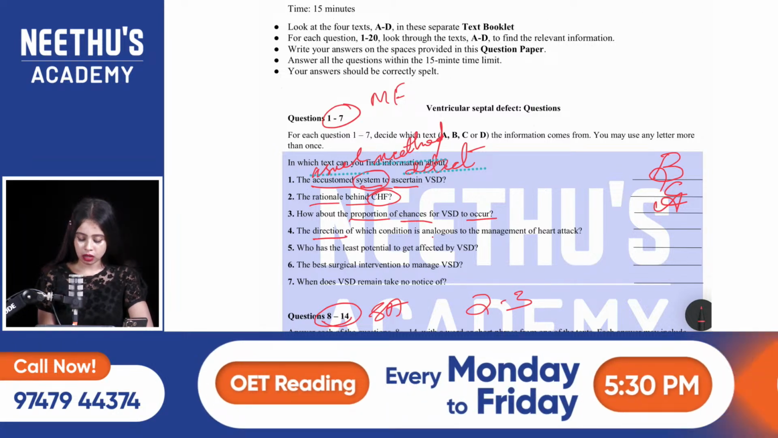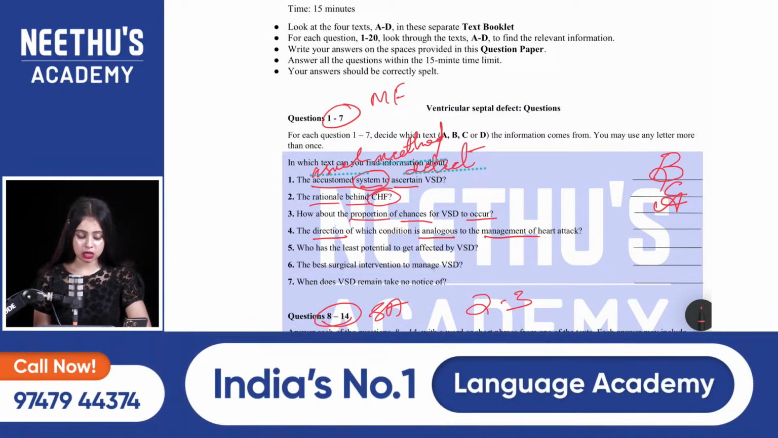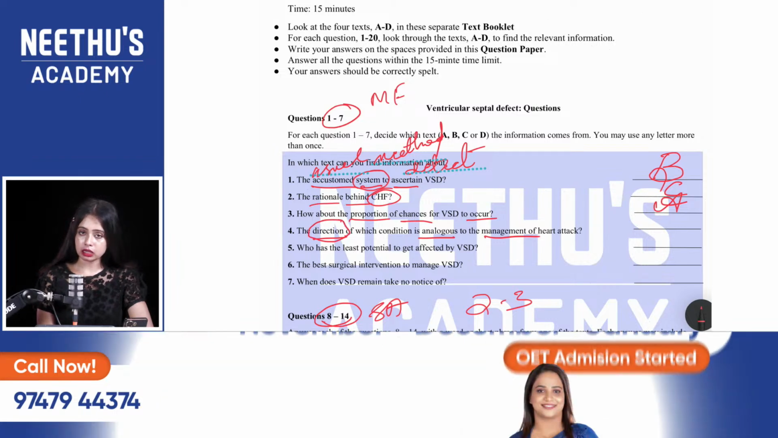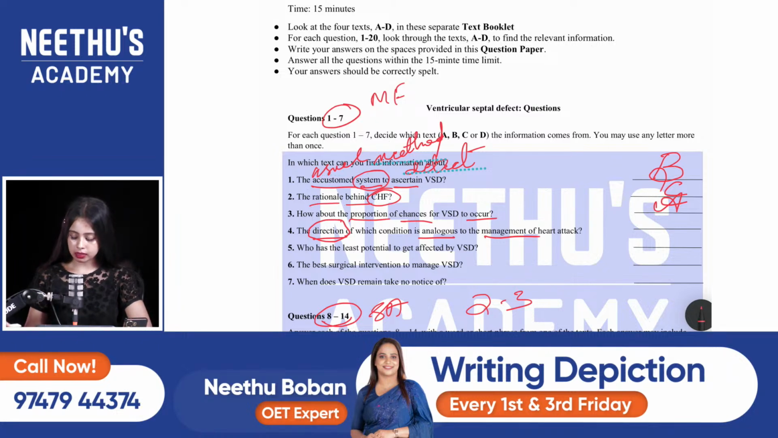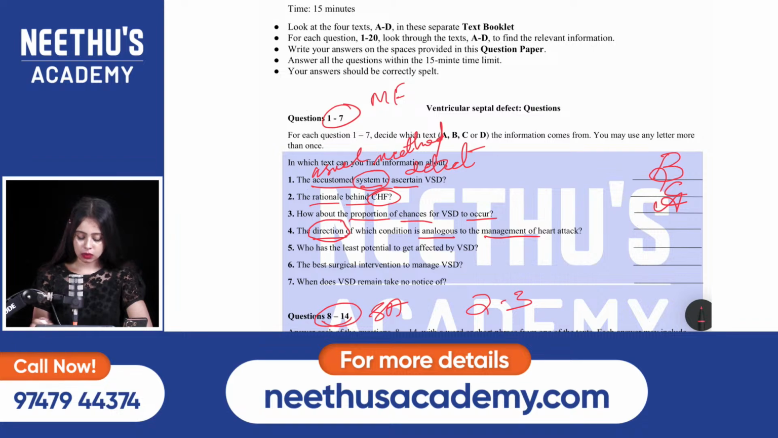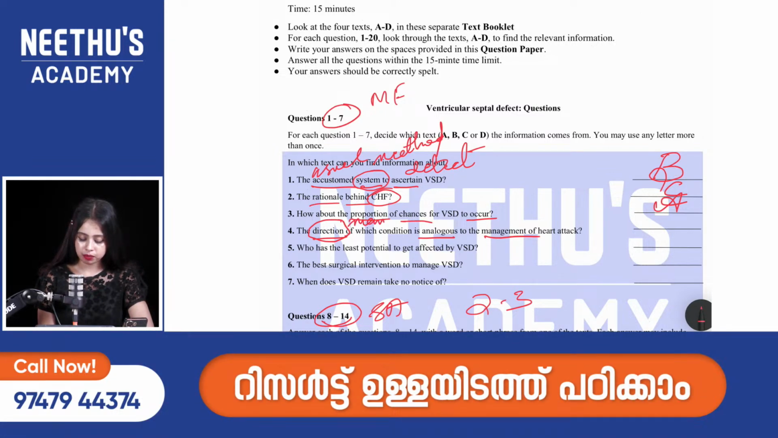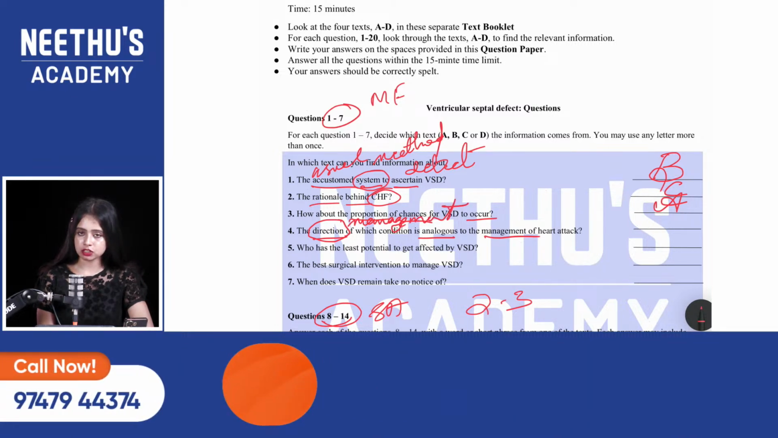Then the fourth one: the direction of which condition is analogous to the management of heart attack. So direction, analogous, management. Yes, Shiji, Dhanalakshmi, Nimmi, Sanila, Megha. Very good. What about the fourth one? Direction. This is not direction in the sense of a way. It's not that direction. Then what is meant here? Here, the direction of which condition means the management. Here the meaning is management.